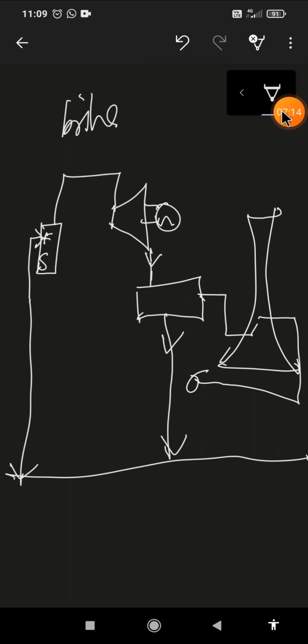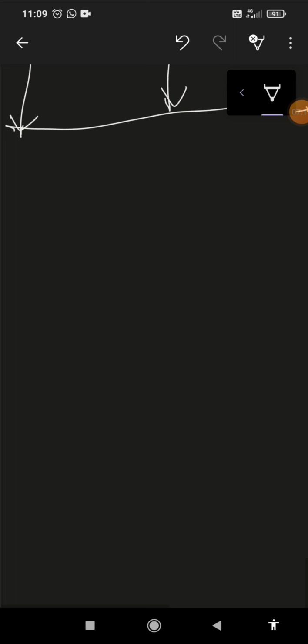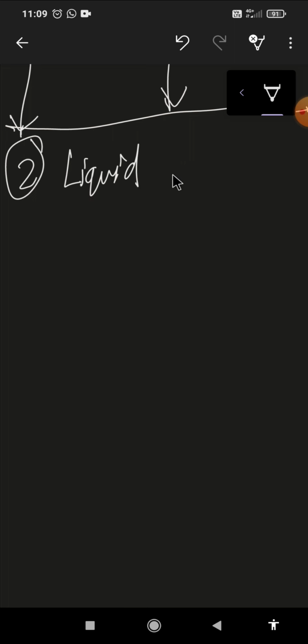So now we will see a similar second system, that is, if the temperature is a little bit lower, around 90 to 180 degrees Celsius. So that is the liquid dominated binary cycle system.